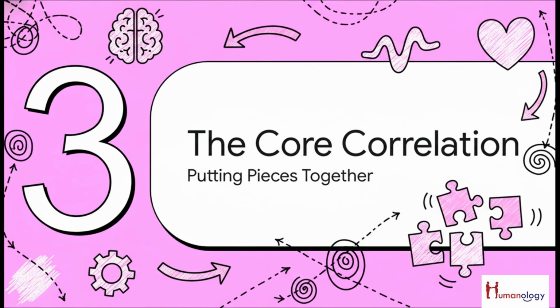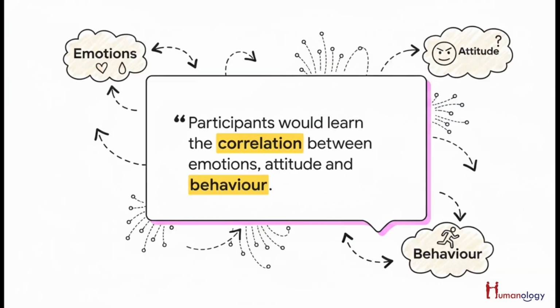And that brings us to part 3, the core correlation, putting the pieces together. Now we're shifting gears from defining isolated fundamentals to exploring their incredibly complex relationships. So, the crucial point is that the text makes its objective crystal clear. To quote directly, participants would learn the correlation between emotions, attitude, and behavior. You see, just memorizing the definitions of those 3 load-bearing pillars isn't the final goal here. The true objective of this entire module is mastering the unseen forces, that dynamic, active correlation that actually binds these 3 elements together in real time.